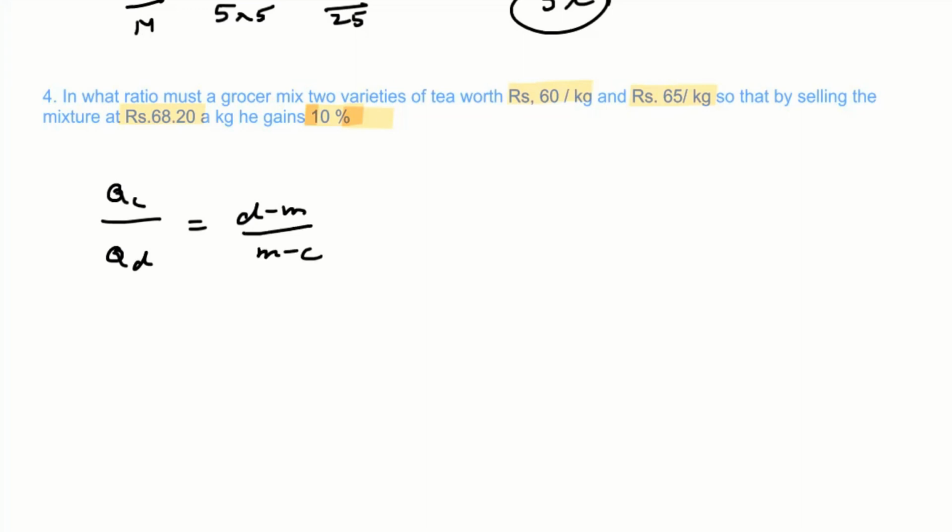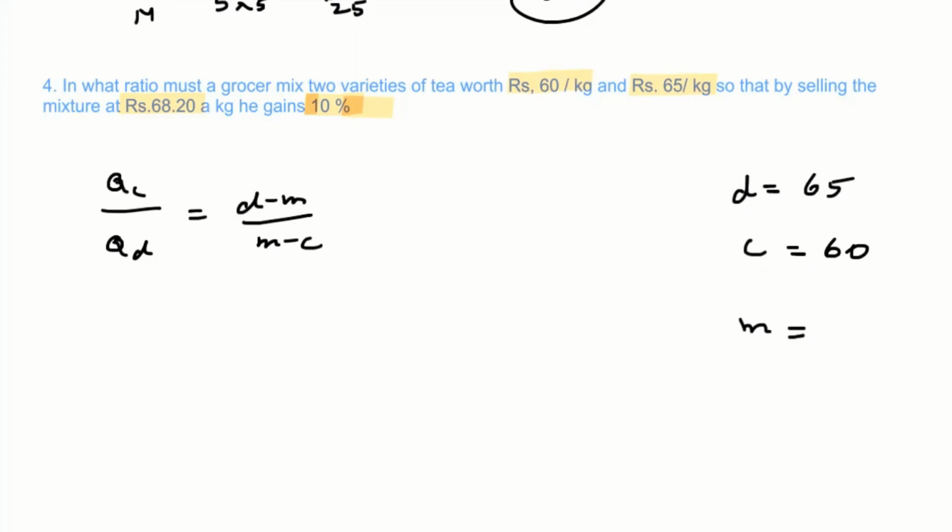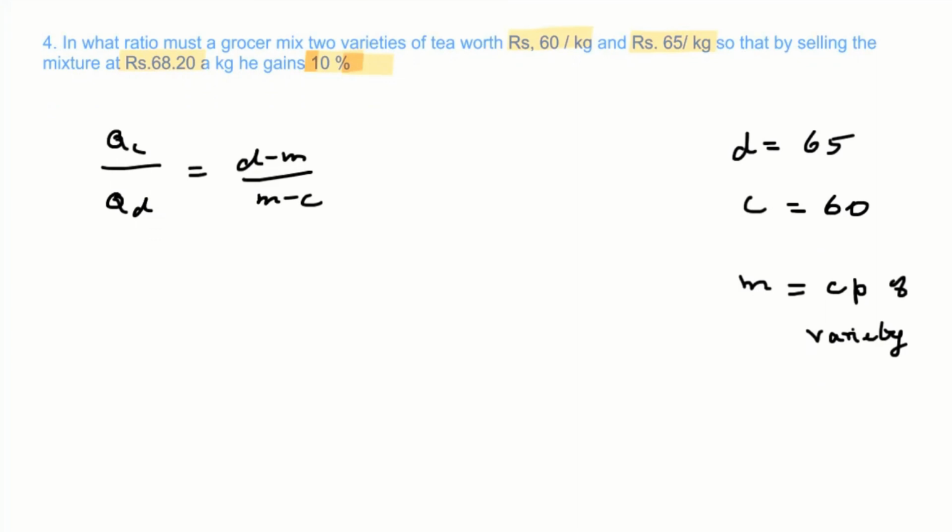Now let us find what is D. D is the costly price and C is the cheaper price. And what is the price of the mean quantity of the mixture? It is not given. It is given that it is sold at 68 rupees 20 paisa. But normally M is the cost price of the variety. We cannot take the selling price of the variety. So you should find it. But here selling price is given and gain is also given.